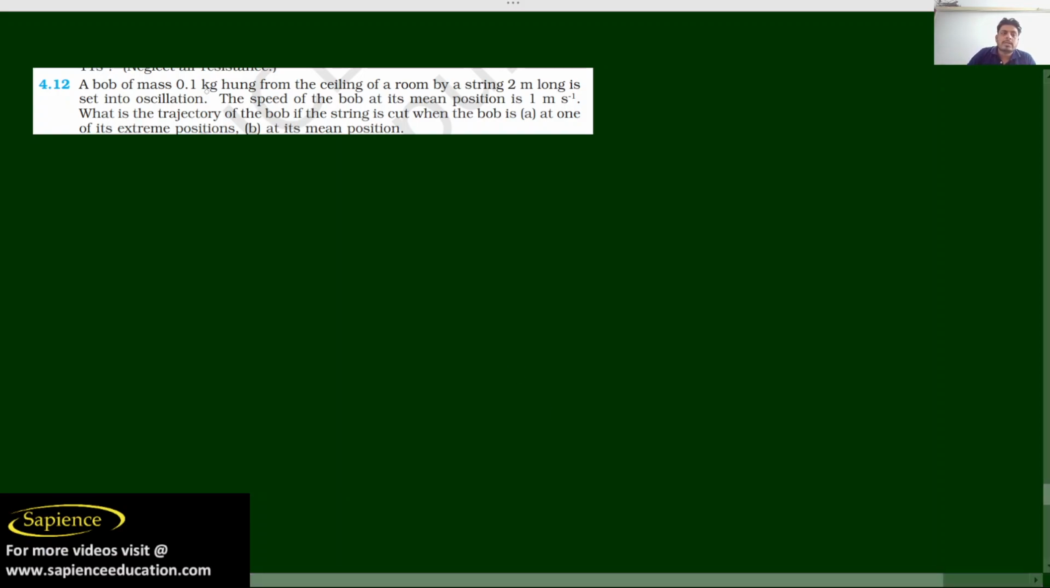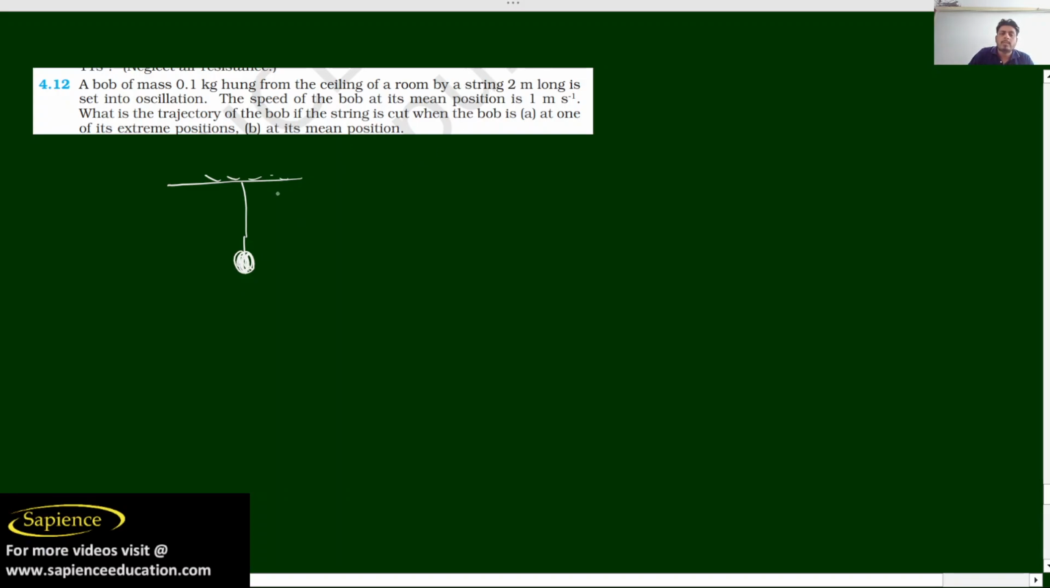Now question 4.12. A bob of mass 0.1 kg hung from the ceiling. So let us consider there is a ceiling and a bob of mass 0.1 kg is hung from this by a string of 2 meter length. So what is the length of the string? 2 meter. Set into oscillation. The speed of the bob at its mean position is 1 meter per second. So at this position it is 1 meter per second.